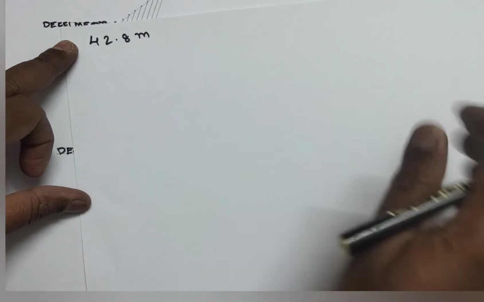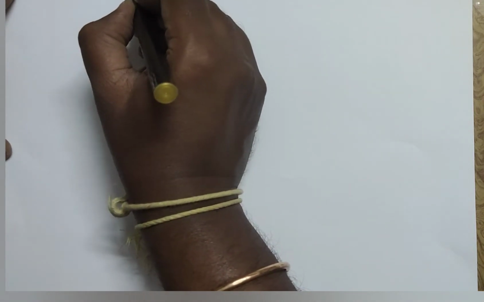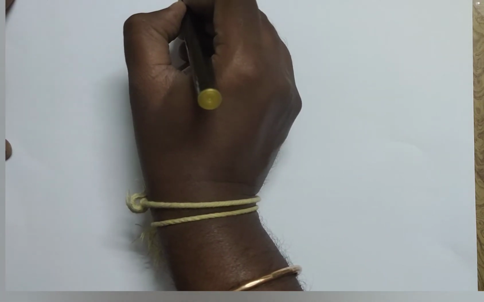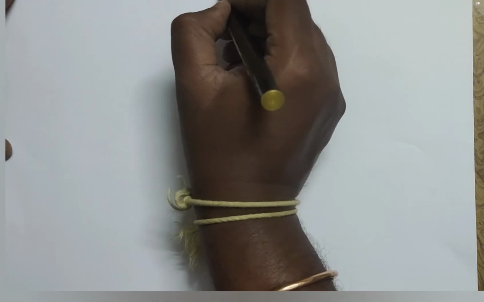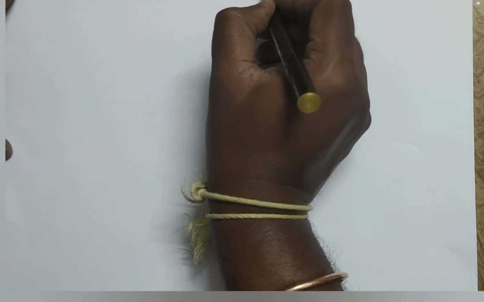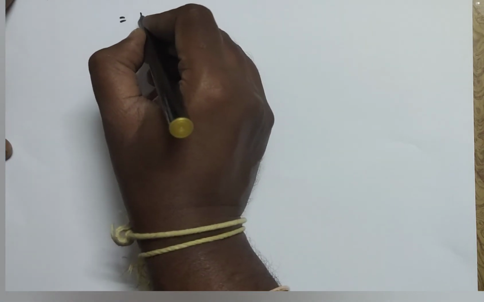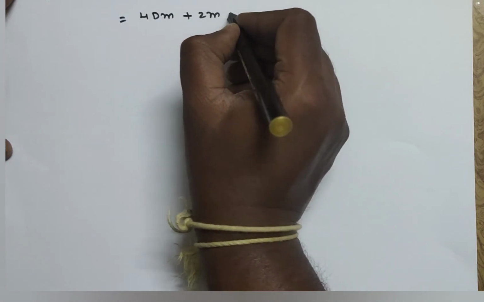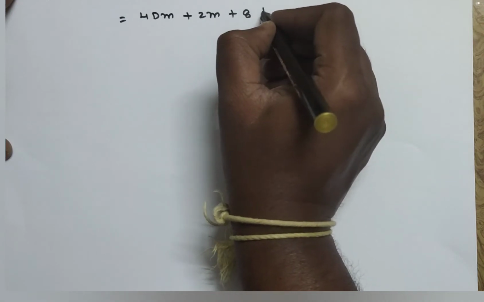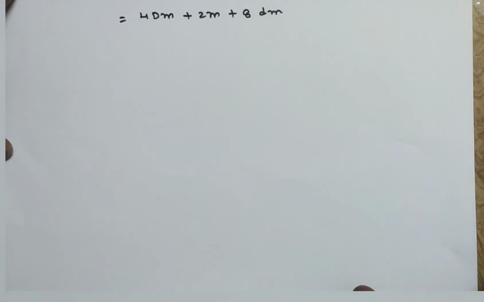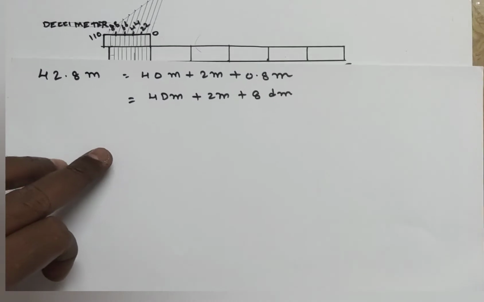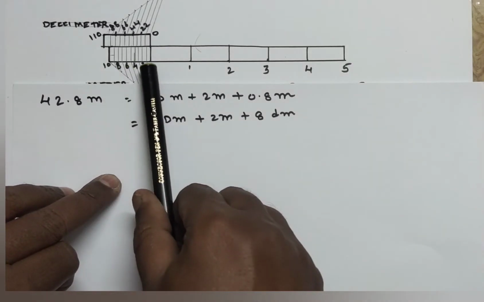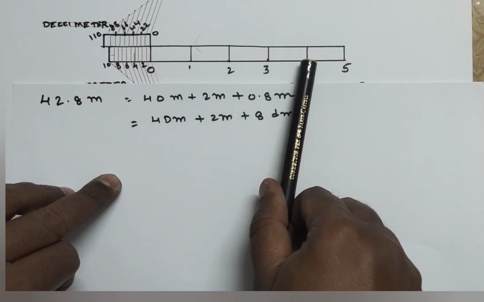42.8 meters. What is meant by 42.8 meters? That is equal to 40 meters plus 2 meters plus 0.8 meters. That is equal to 4 decameters plus 2 meters plus 8 decimeters. So in the forward Vernier, if you observe 4 decameters, from here to here it is 4 decameters.